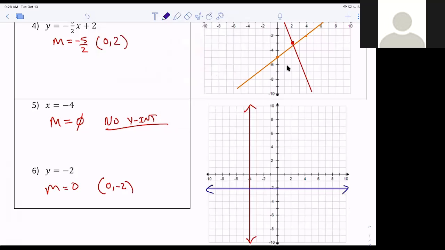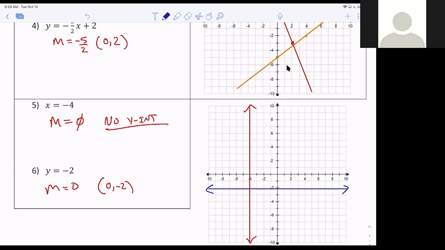There you go. So would it not be undefined? What? It would just be 0. Horizontal line, slope is 0. Horizontal line, slope is 0. Vertical line, slope is undefined.